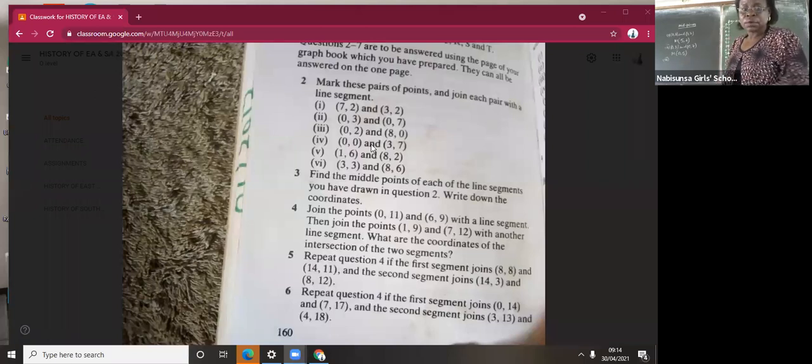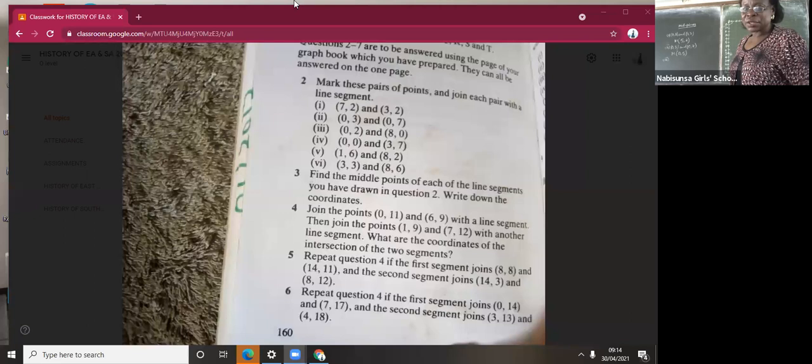We have over there are 6. Yes, so all of them we are going to pass through as we understand. We are doing question number 2 and question number 3 together. Question number 2, we are marking the line segments, and question number 3, we are finding the midpoint of each of the line segments. So whatever we draw, we find the midpoint as well.